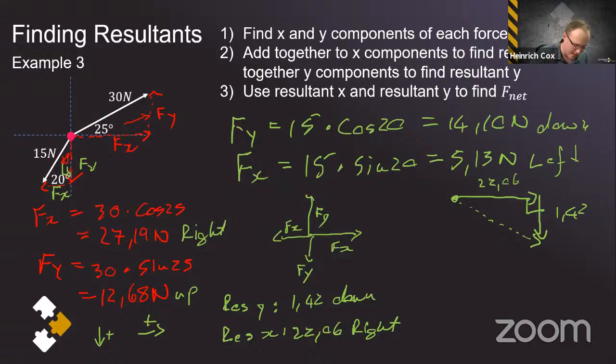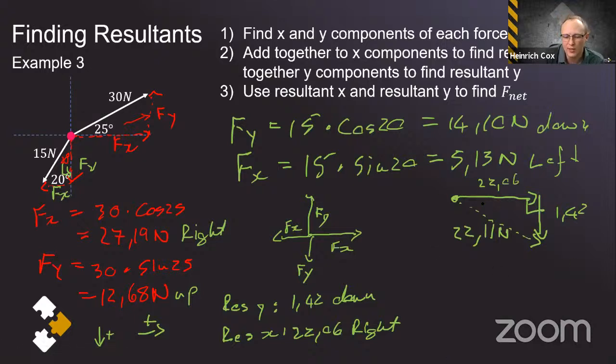So we'll then just take the square root of 22.06 squared plus 1.42 squared. And that, using Pythagoras, gives us a resultant of 22.11 newtons. So that's the resultant there.